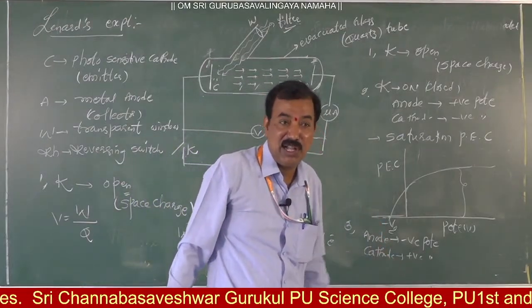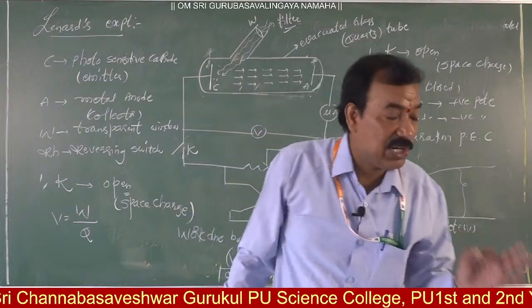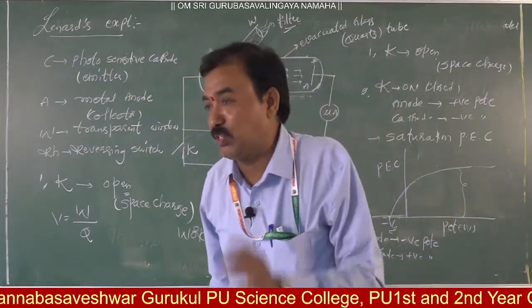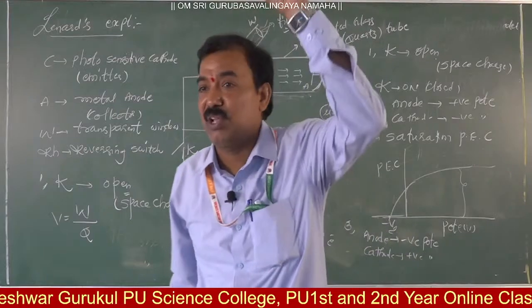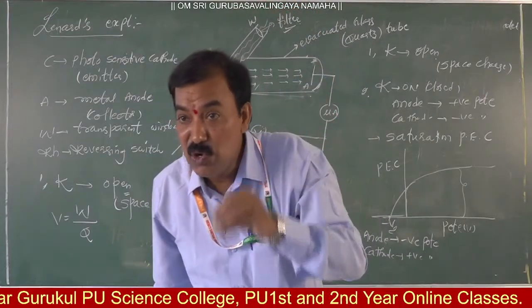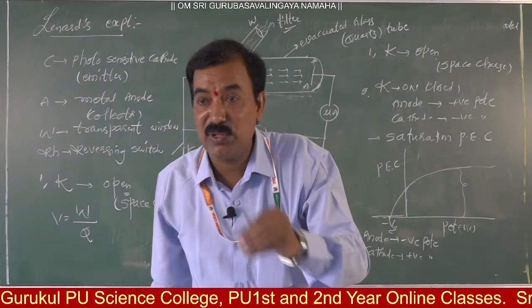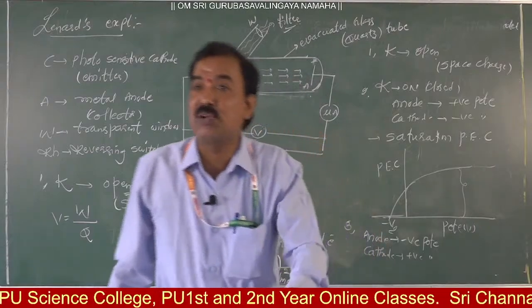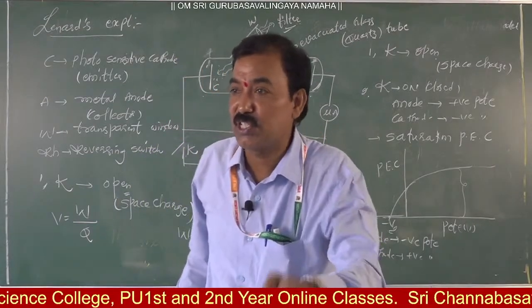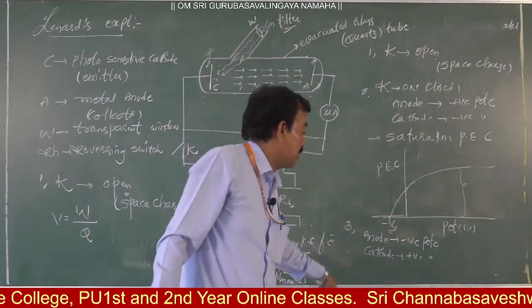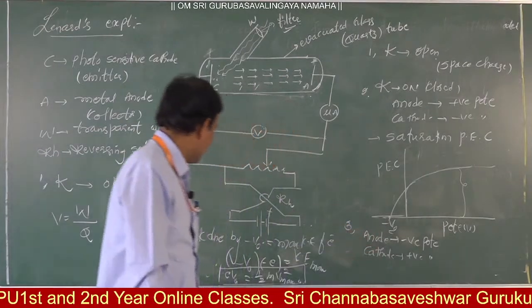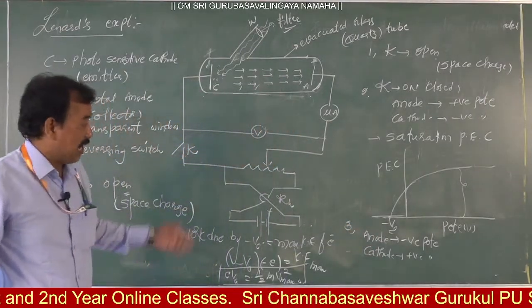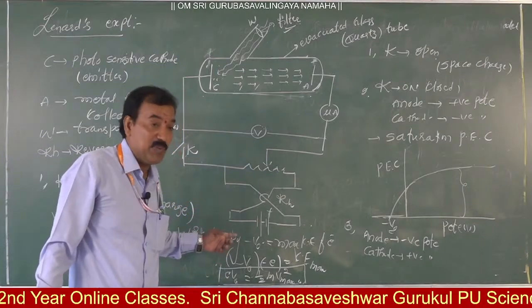So that means the negative potential of the anode is increased, like minus 5, minus 6, like this. Okay, the negative potential is increased here. At a particular negative potential of the anode, the photo current becomes zero. So that potential is known as the stopping potential.